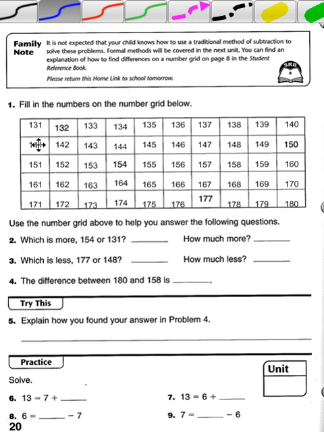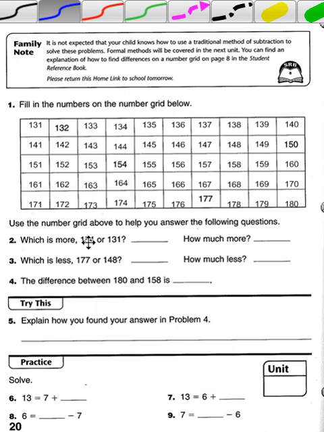Here I've put the numbers in just to save time on the video, but some of the numbers were given to them, such as 132, 154, 150, and 177. The students should fill in the entire number grid, and they can go one at a time or down by tens, however they prefer. They should see the pattern of 131, 141, 151, 161, and 171, counting by tens when you go up and down, and counting by ones when you go left to right. Now, use the number grid above to help you answer the following questions.